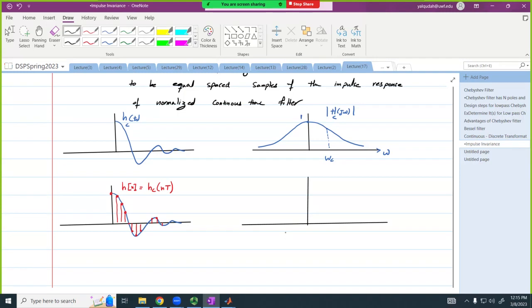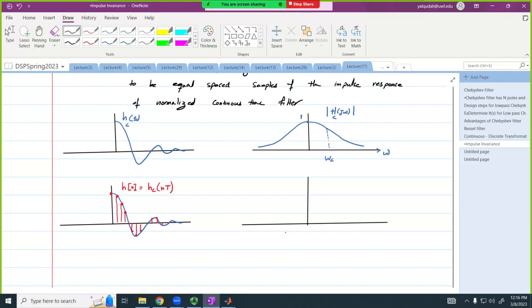Is it band limited, or limited in the frequency domain? Is it limited in the time domain? What's going to happen when we sample any signal? What's going to happen to the spectrum of that signal? It's going to start repeating.